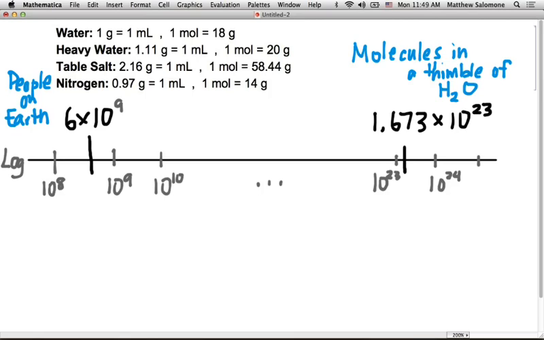And they actually did it in a slightly different way than the way that we did it when we did it as a group a moment ago. So let me have you explain what you did differently to compare these two numbers. What'd you do? What did I do? Okay. Yeah. At what point, B3? Yeah, this was B3. We're comparing molecules in a thimble of water to a number of people on Earth.